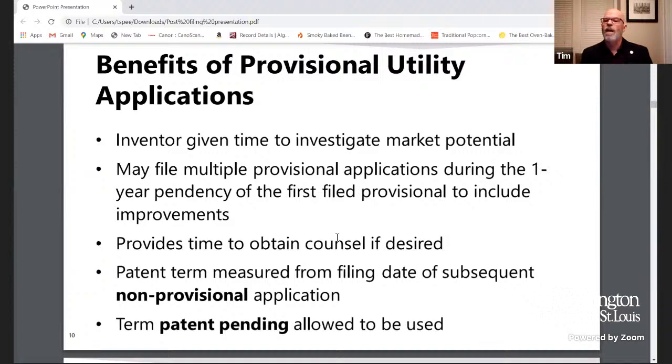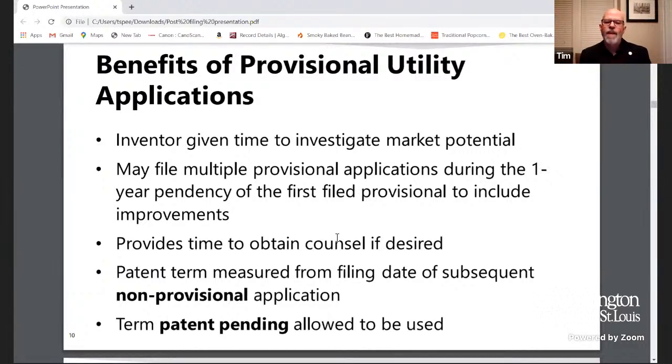You can also use this time, if you want to talk to attorneys, obtain counsel, someone to represent you. It is a very complicated process to go through, and it's technical and it's legal. You can do it by yourself, but we of course do advise, if possible, to get an attorney to help you through the process. And patent term is measured from the filing date of the first non-provisional application that's filed.